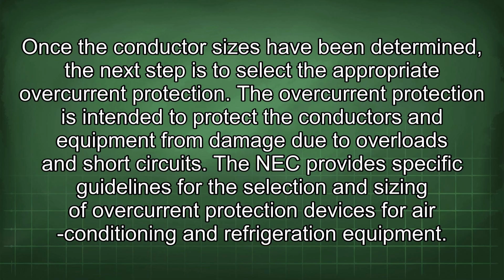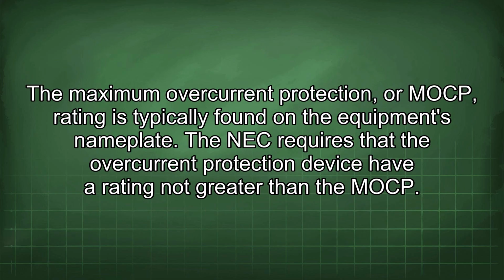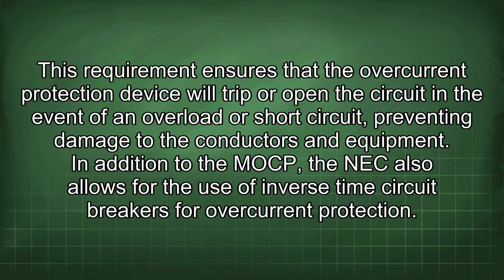The NEC provides specific guidelines for the selection and sizing of overcurrent protection devices for air conditioning and refrigeration equipment. The maximum overcurrent protection, or MOP, rating is typically found on the equipment's nameplate. The NEC requires that the overcurrent protection device have a rating not greater than the MOP. This requirement ensures that the overcurrent protection device will trip or open the circuit in the event of an overload or short circuit, preventing damage to the conductors and equipment.